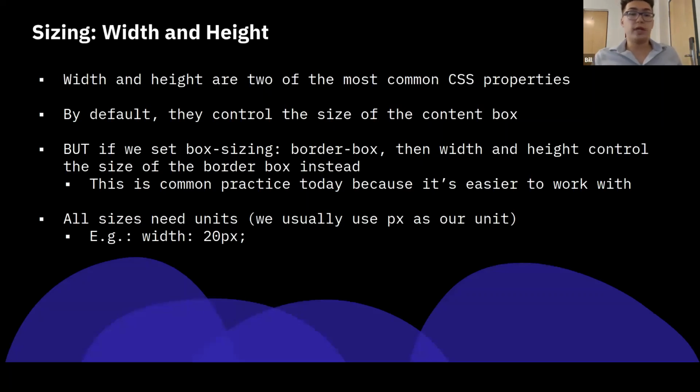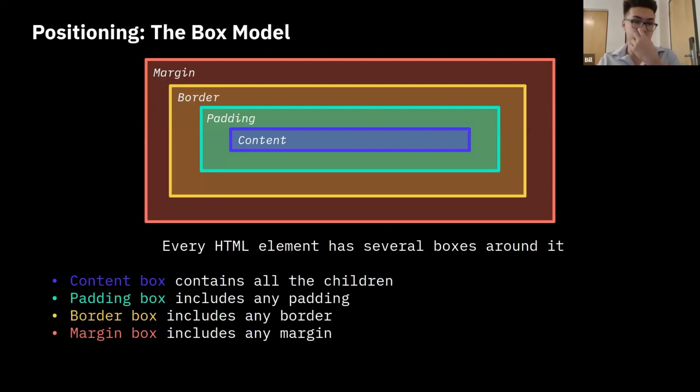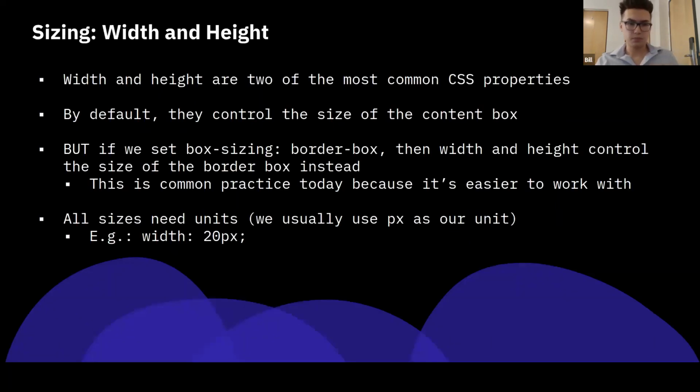So we're going to talk a little bit about sizing HTML elements using CSS. So we have the width and the height properties. These are 2 of the most common properties in CSS, and it's pretty obvious why. They just control the size of any element. So by default, they control the size of the content box. So that's the blue box you see here, the innermost box.